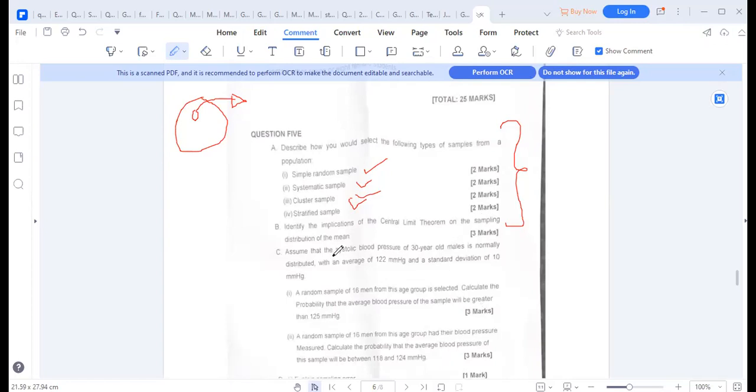So we are also asked to identify the implications of the central limit theorem on sampling. Can somebody answer that?